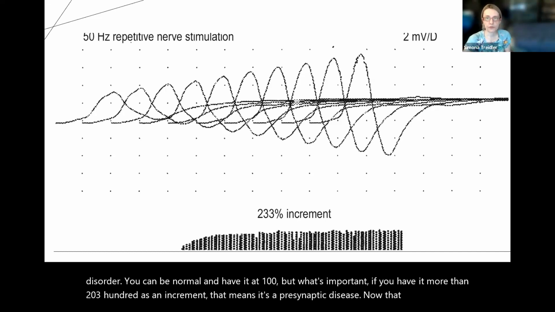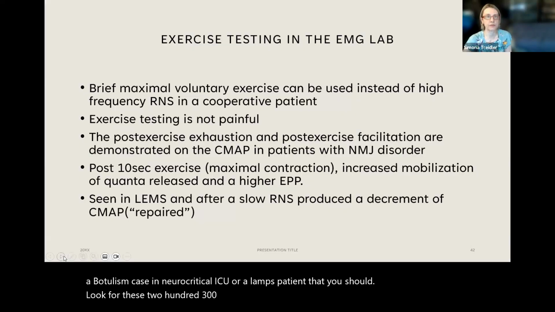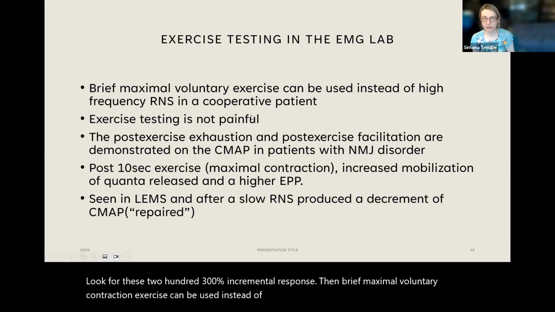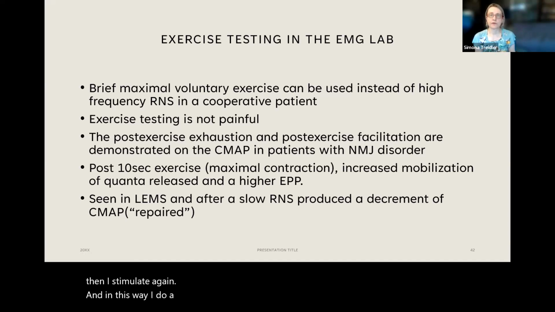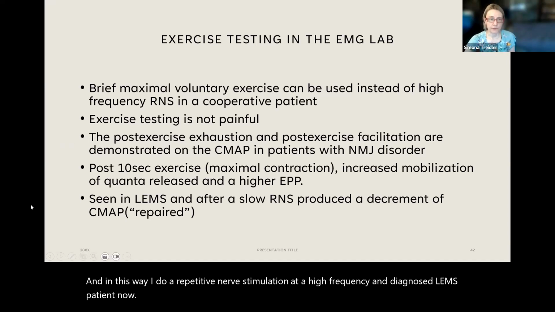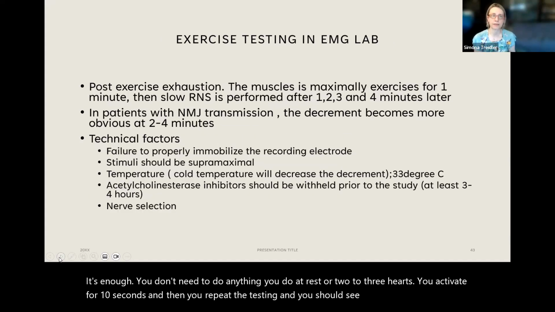Now, when you have a botulism case in a neurocritical ICU or a LEMS patient, you should look for this 200, 300% incremental response. Then brief maximal voluntary contraction exercise can be used instead of high frequency repetitive nerve stimulation. I don't do high frequency. I activate the abductor pollicis brevis for 10 seconds, and then I stimulate again. In this way, I do a repetitive nerve stimulation at a high frequency and diagnose LEMS patients. It's enough. You don't need to do anything else. You do it at rest, 2 to 3 hertz, you activate for 10 seconds, and then you repeat the testing, and you should see that incremental response.